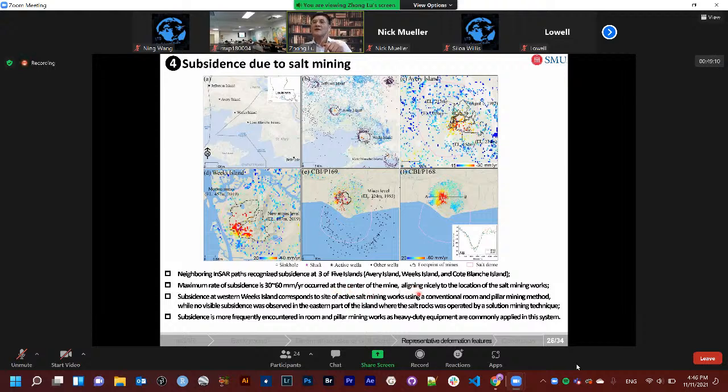It is also aligned very nicely to the location of the salt mining works. So for example, at the Weeks, the western subsidence is much more than the eastern part because of the mining mechanism used for the west part. I think they used conventional room and pillar mining technology, which involved heavy machinery. And the eastern part, I think they use solution mining. So over this island, you can see that beautiful subsidence feature over here, right? More than 60 centimeters, it is more homogeneous. You can see the deformation has a high signal-to-noise ratio, and we are confident.